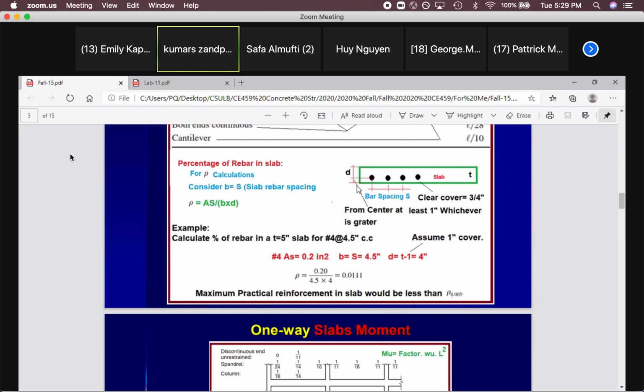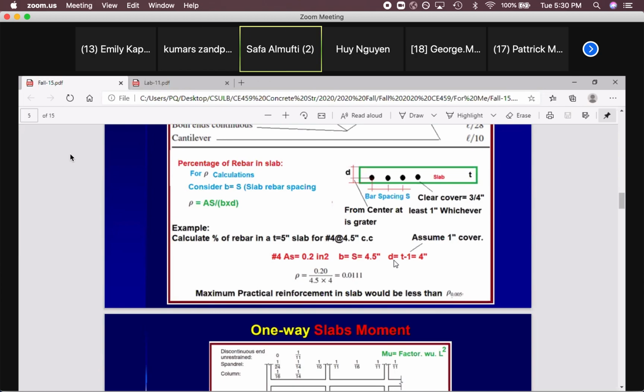If you go with number 5, 1 inch is not acceptable because 5/16 plus 3/4, you need more than 1 inch. So at least you need 1 inch. Then go with half of the diameter plus 3/4. If it's less than or equal to 1 inch, you are good. If it's more than 1 inch, go with that number. Then consider T minus that number for your D. Is that completely clear?